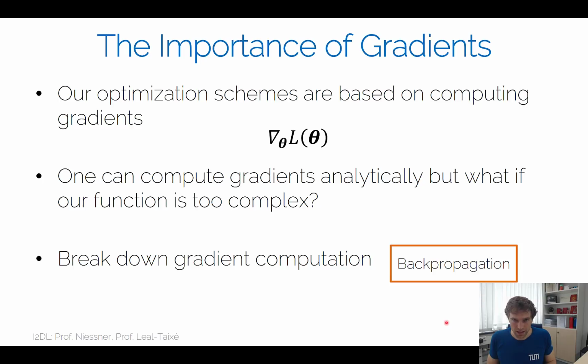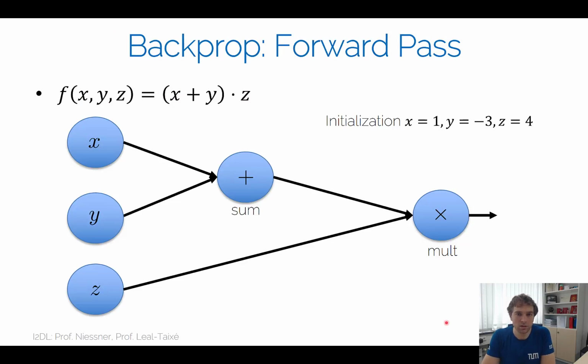If we're looking again at our compute graph, this is a very simplified abstraction, the same graph we had in the last lecture. We have here inputs x, y, and z. We have a sum and a multiplication. And this is our function f of x, y, and z equal to x plus y times z. We have an initialization, this is just our input, right?